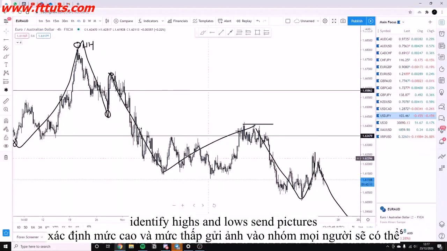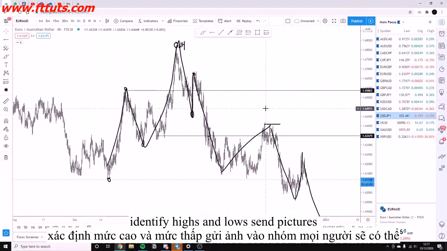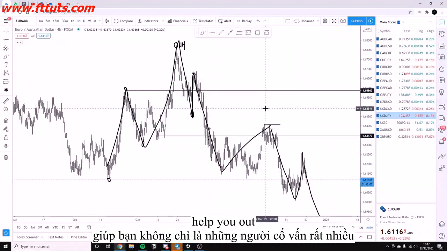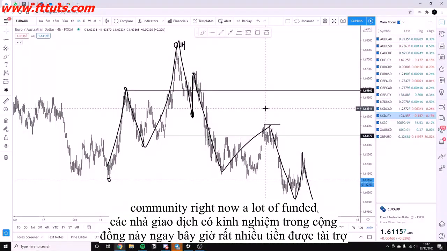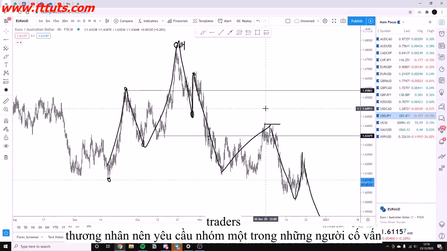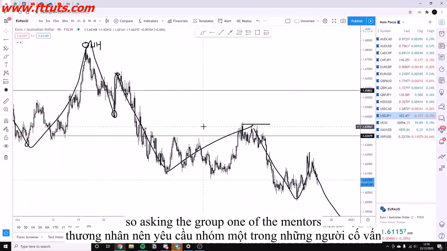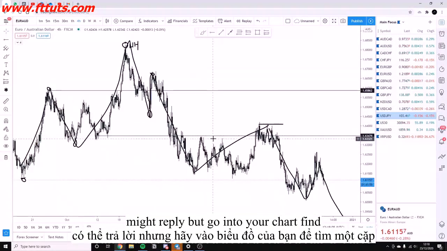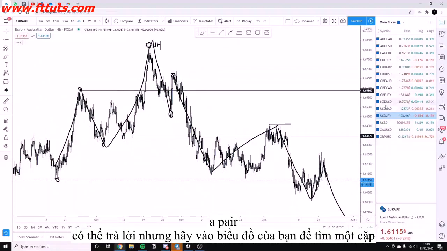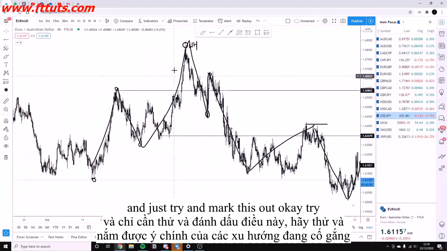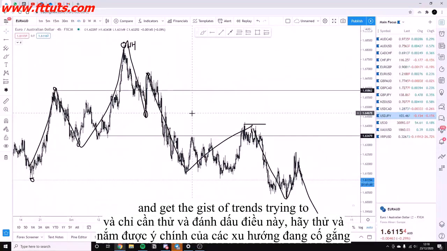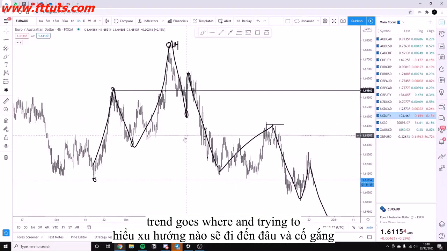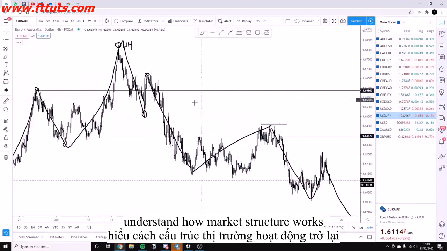High time frame, identify highs and lows, send pictures into the group. People will be able to help you out, not just the mentors, a lot of experienced traders in this community right now, a lot of funded traders. So ask in the group, one of the mentors might reply, someone else in the community might reply. But go into your chart, find a pair, and just try and mark this out, okay? Try and get the gist of trends, trying to understand which trend goes where, and trying to understand how market structure works.